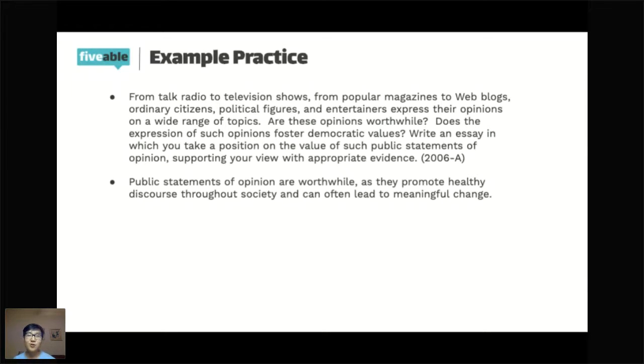And then I start introducing what's called the line of reasoning, which they're really emphasizing more this year in AP English. The line of reasoning is the next part of that sentence: as they promote healthy discourse throughout society and can often lead to meaningful change. Because I'm introducing what I'm about to say in the rest of the paragraphs, those are my 2 body points I had in mind: promoting healthy discourse, leading to change.